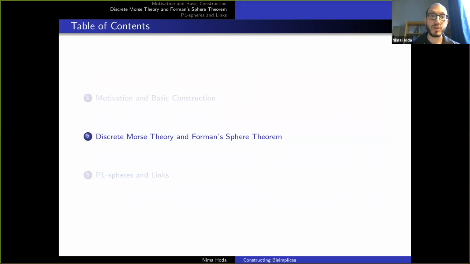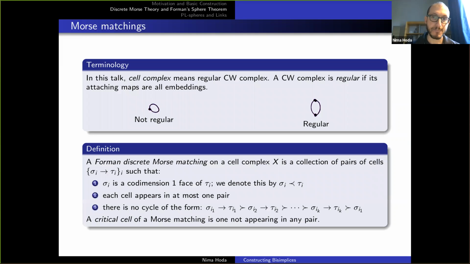So the primary tool that we're going to use for that purpose is Forman discrete Morse theory, and Forman's sphere theorem, which is going to tell us when something is homotopy equivalent to a sphere. But first, let's just mention some terminology.